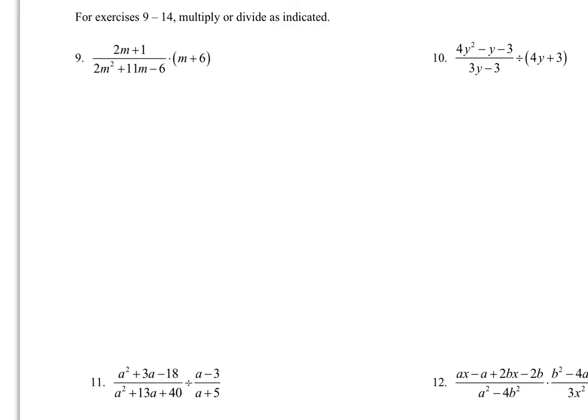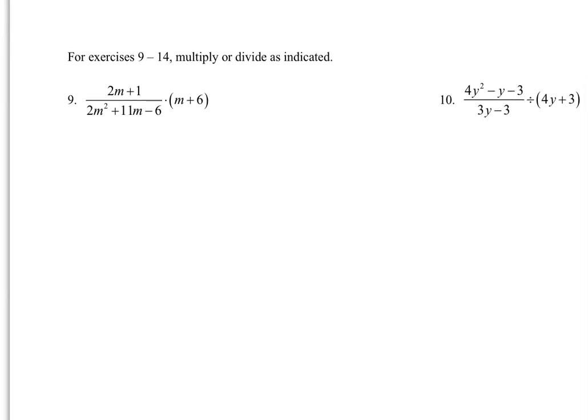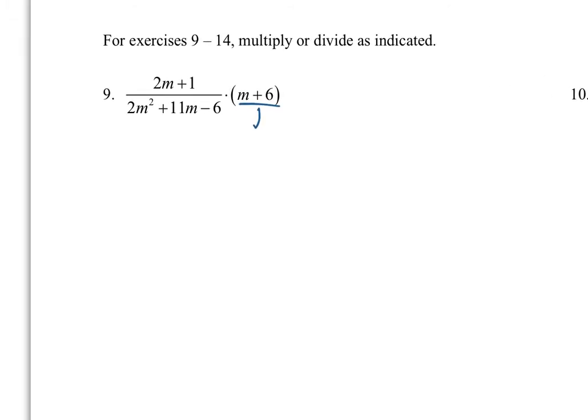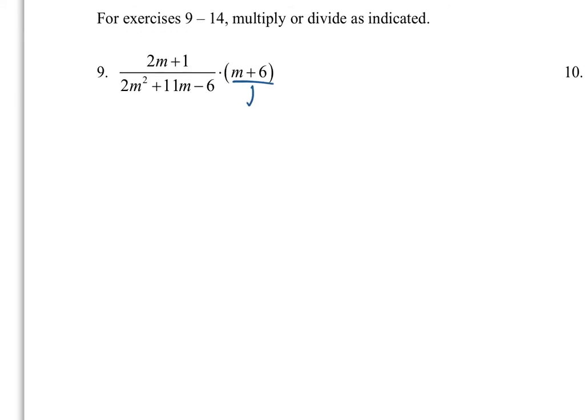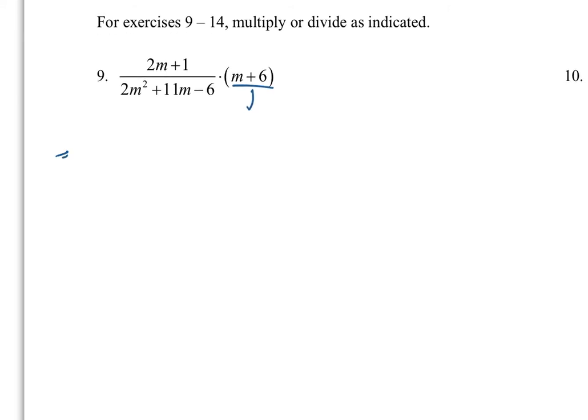So now we've got some practice problems. Just know that with this one on number 9, m plus 6 wasn't rational, but it's got a denominator of 1 if you need to see it like that. So we do want to make sure everything's factored out. 2m plus 1 does not factor. And then m plus 6 does not factor.